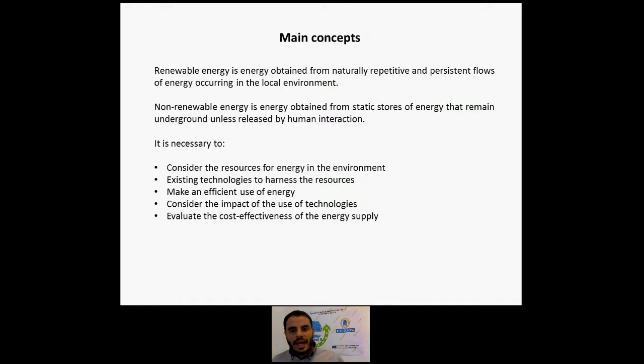Renewable energy is energy obtained from naturally repetitive and persistent flows of energy occurring in the local environment. An obvious example is solar, which is sunshine. Solar energy that persists and repeats day after day, but is obviously not constant but variable.